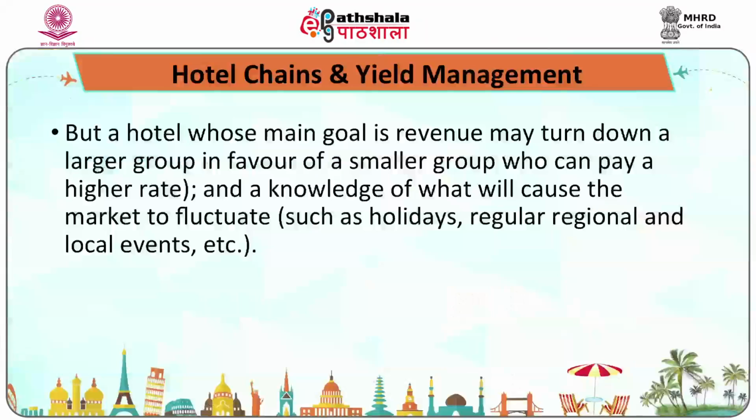For example, a hotel whose main goal is occupancy will be happy to host a large group at a lower rate, but a hotel whose main goal is revenue may turn down a larger group in favor of smaller groups who can pay a higher rate, and a knowledge of what will cause the market to fluctuate, such as holidays, regular religion, and local events, etc.